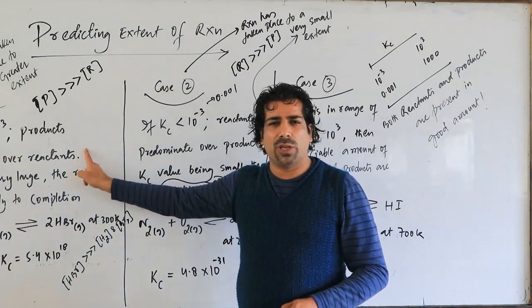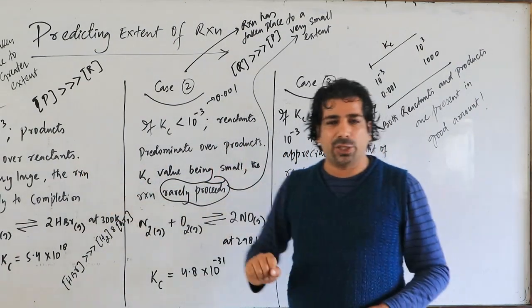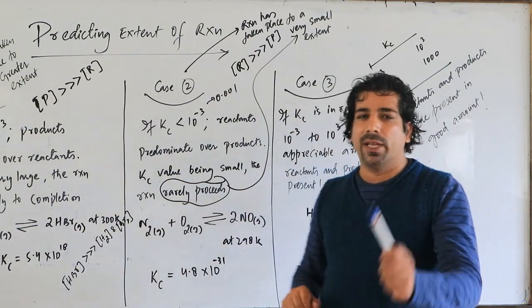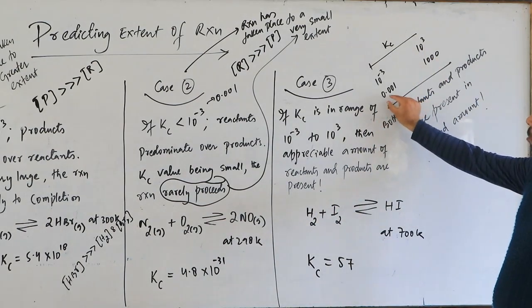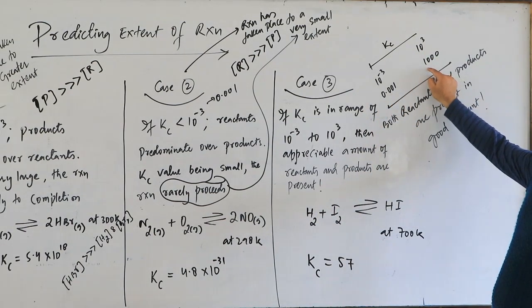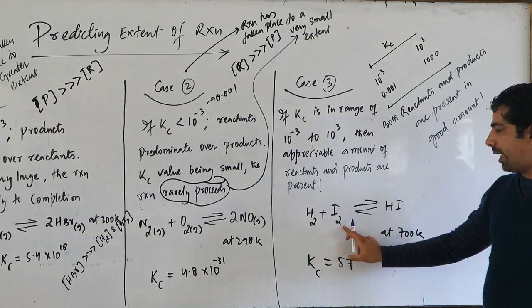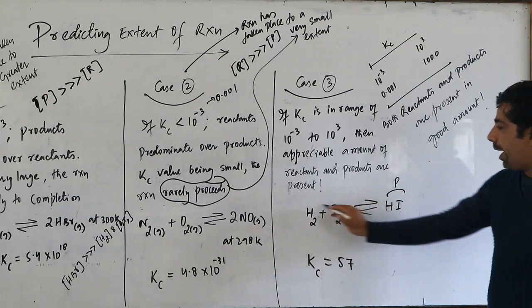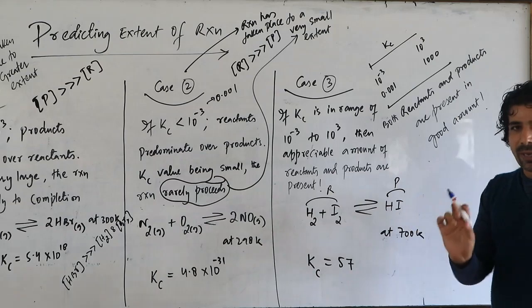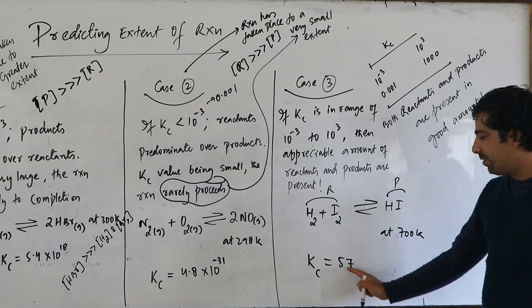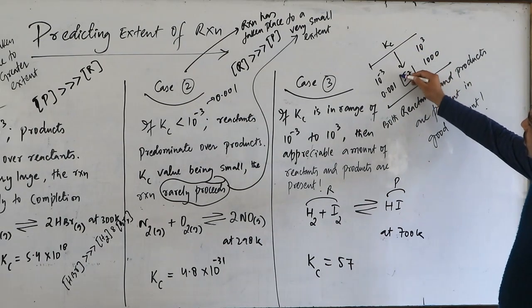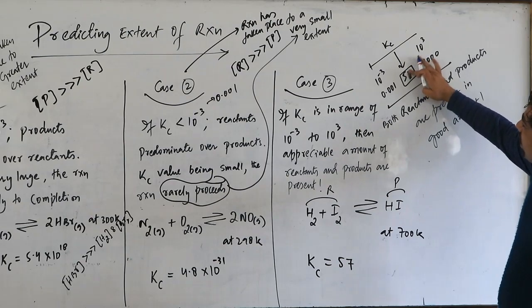First case, products are more, large. Second case, reactants are large. Third case, reactants and products are present in appreciable amount, means good amount, when Kc value is between 0.001 and 1000. Okay? Now look here, take this chemical reaction, H2 and I2 gives me HI. So here in this particular case, product and reactants both are present in good amount, appreciable amount. And the value of Kc is 57. And you know that 57 will come between 0.001 and 1000.